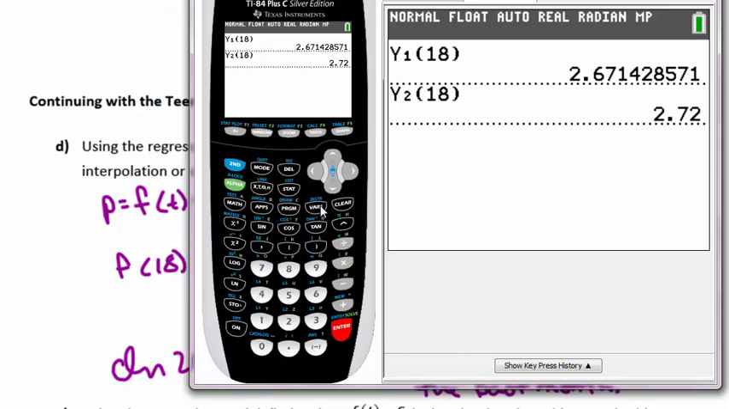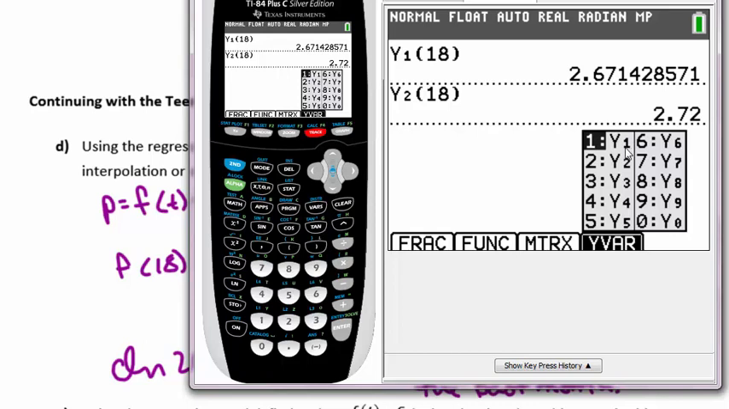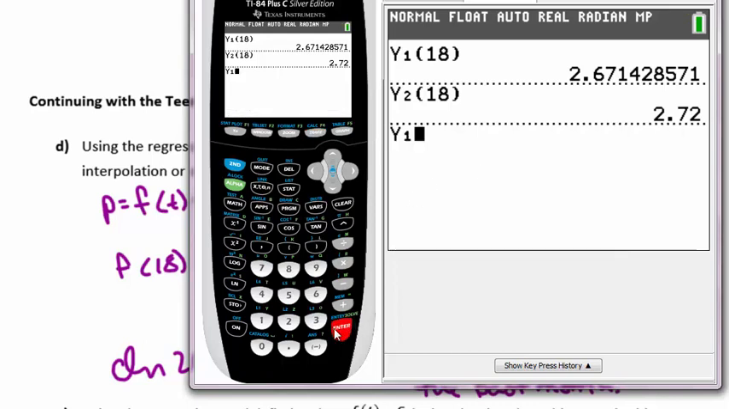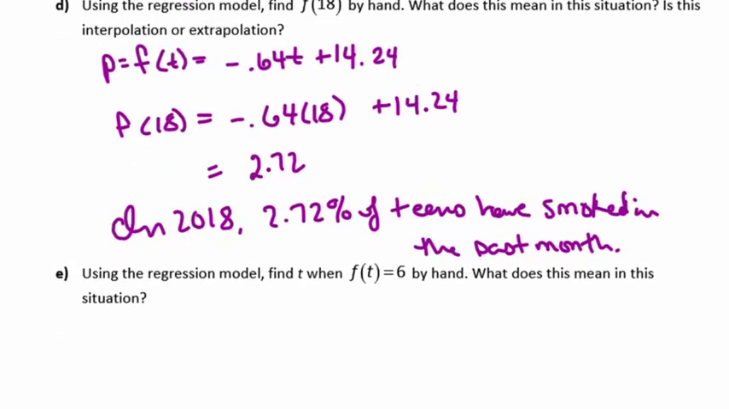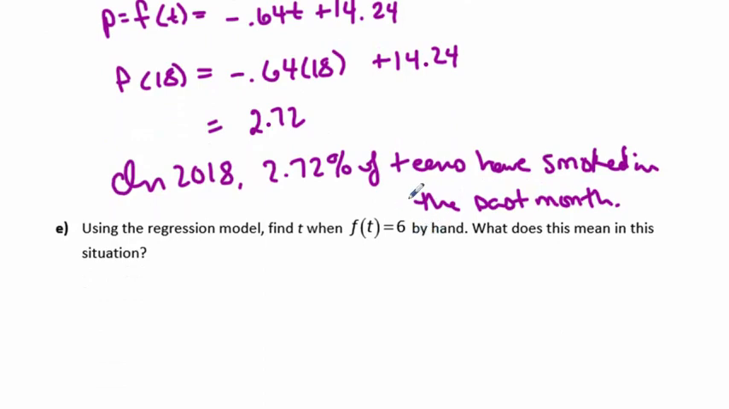Another way to get to y1 and y2 instead of going through the vars menu is to hit alpha, then trace. It'll bring up this menu of y1, y2. So I can hit y1 that way and do the y1 of 18. Now these tricks right here only work for plugging a value into a function. They're not going to help us when I'm trying to plug a value equal to the function. So let's do this one by hand. I'll show you another trick for doing that on the calculator.